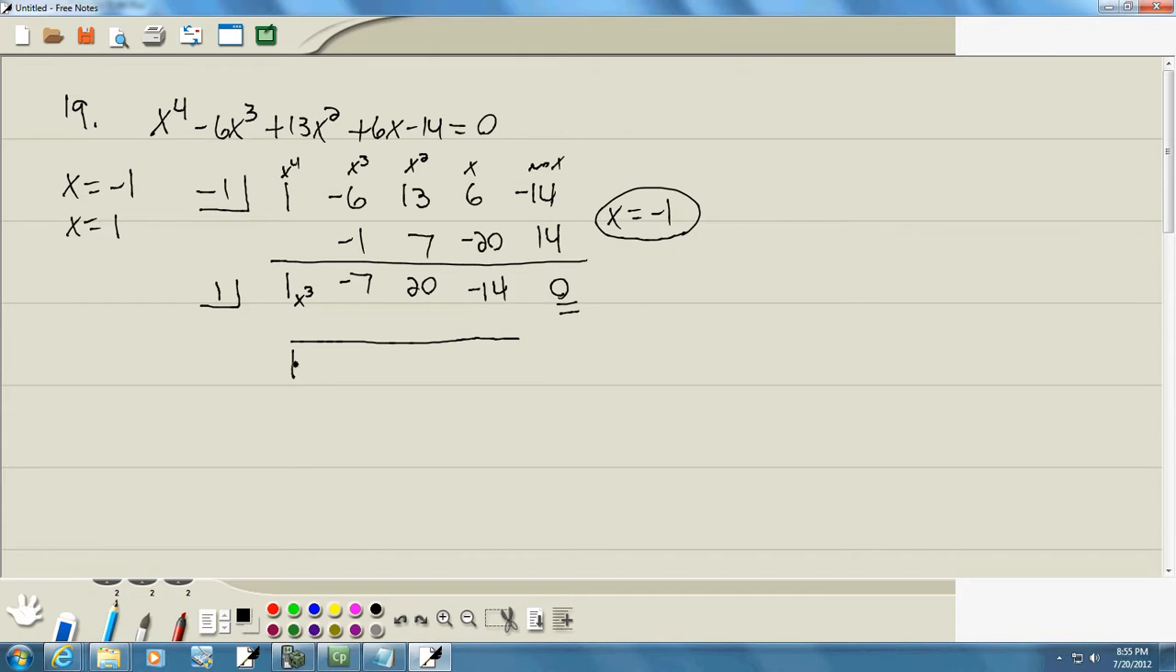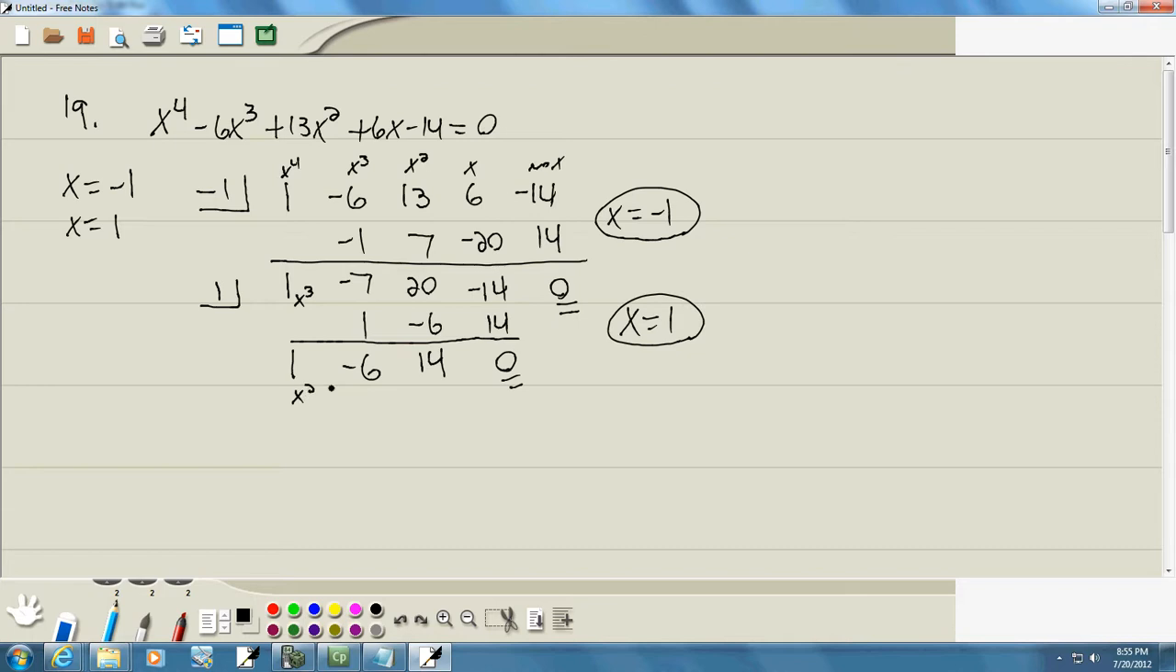So we'll add. 1 plus nothing's 1. Multiply. You always multiply by a number in a box, but the number you just put down there. 1 times 1 is 1. Add. That gives us -6. Multiply. 1 times -6 is -6. Add. 20 and -6 gives me 14. Multiply. 1 times 14 is 14. And add. -14 plus 14 gives me 0. Again, the fact we get a 0 there means our second answer is a +1.